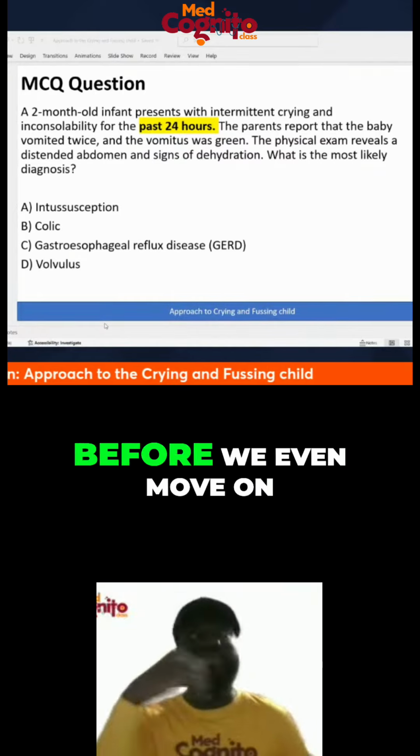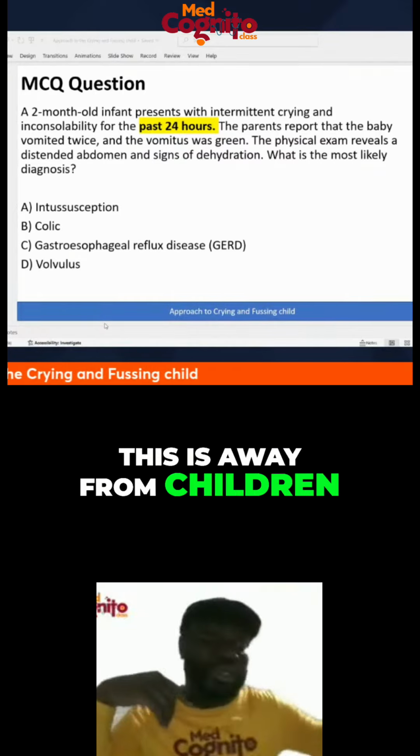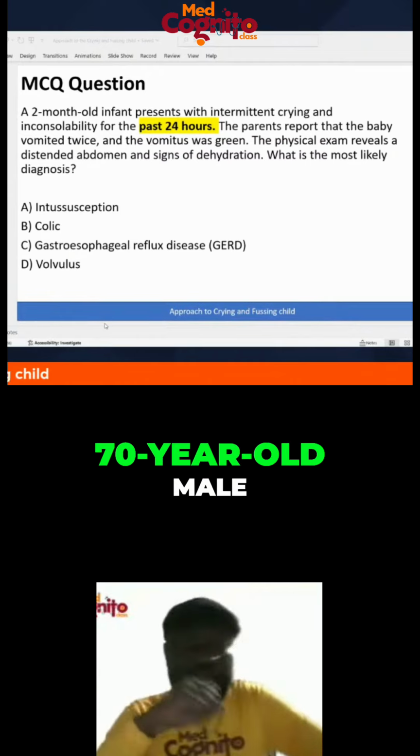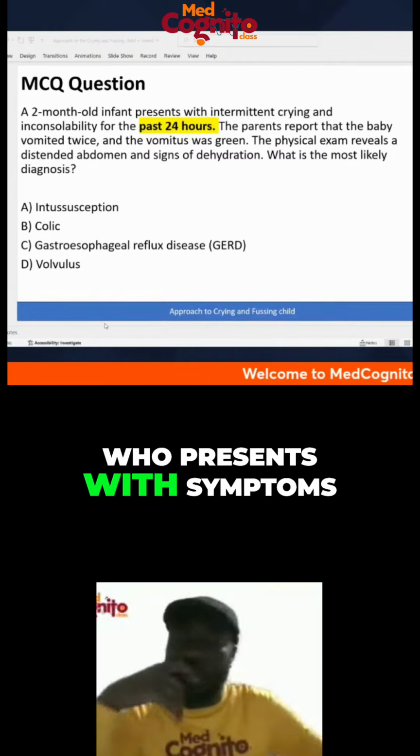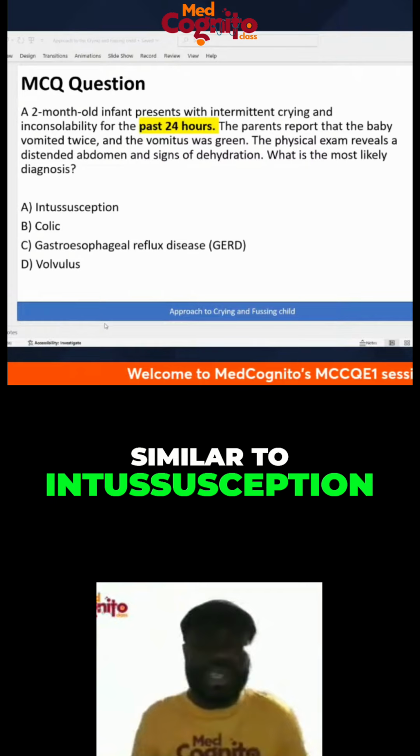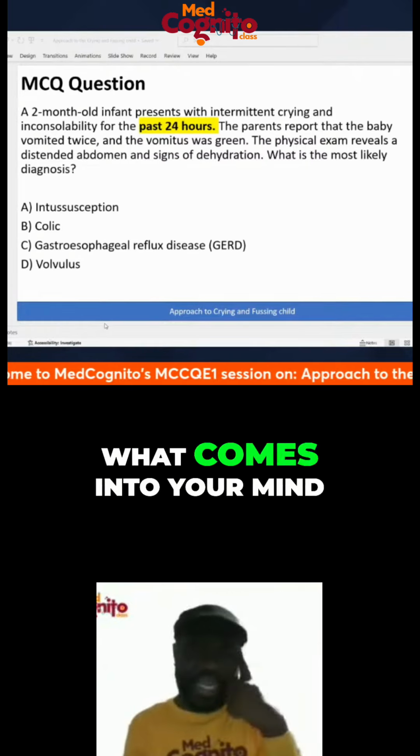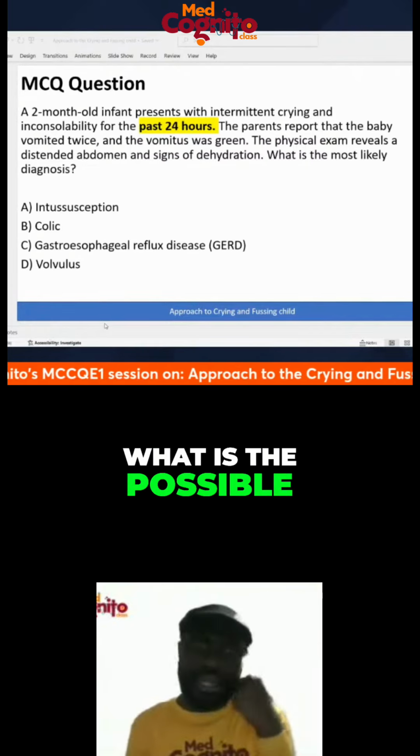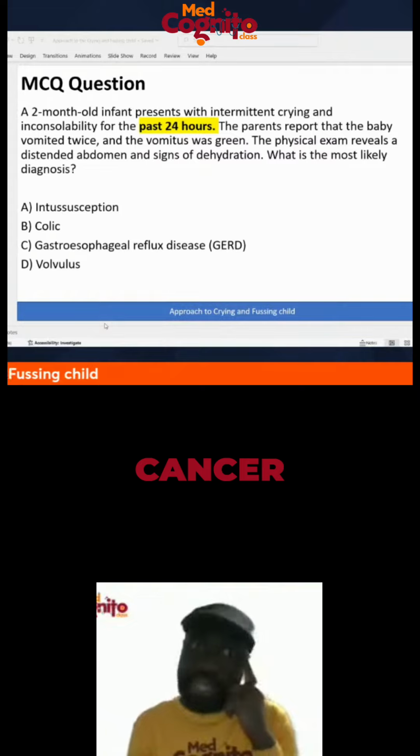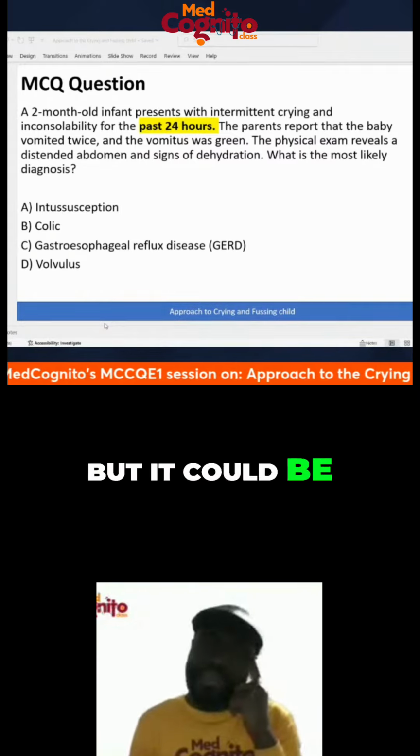Now, I have a question before we even move on. This is away from children. If you have a 70-year-old male who presents with symptoms similar to intussusception, what comes into your mind? What is the possible cause of that intussusception? Cancer. But it could be a lead.